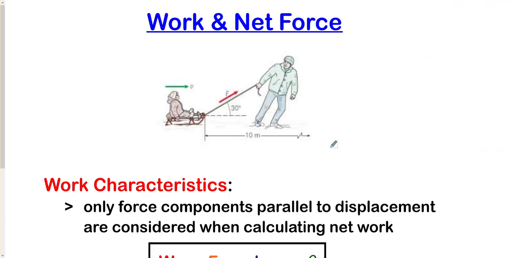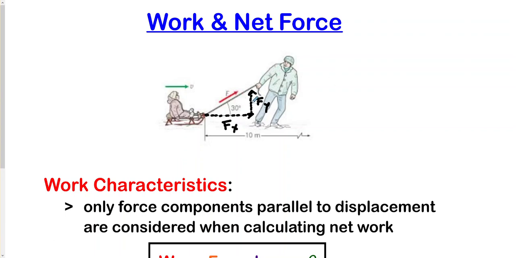So work is being done. This is just like the other one. There's a force being applied. That force, this pulling force, is causing the displacement to the right. What we know from previous, though, is that this force can be broken into components, right? So there's a horizontal force and a vertical force. So this would be force vertical, this would be force horizontal.